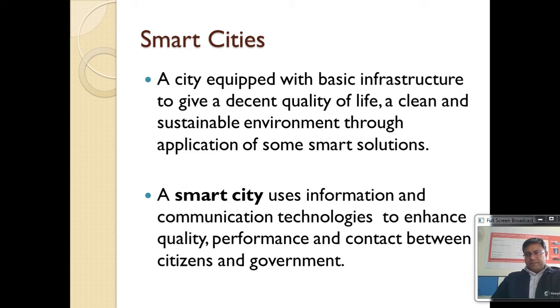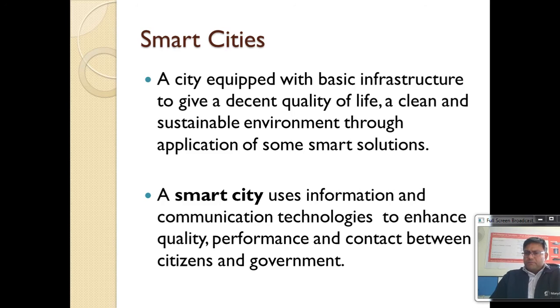Let us take the example of smart cities. The Prime Minister of the nation has initiated this scheme, Smart City. What do we mean by smart city? A smart city is equipped with basic infrastructure to give a decent quality of life, and a clean and sustainable environment through applications of some smart solutions. Now, what these smart solutions are and how the city infrastructure would benefit through them: the smart city uses information and communication technologies, that is ICT, to enhance the quality, performance, and contact between the citizens and the government.